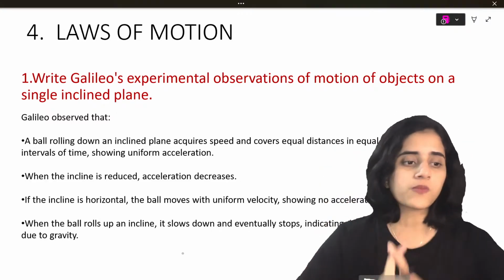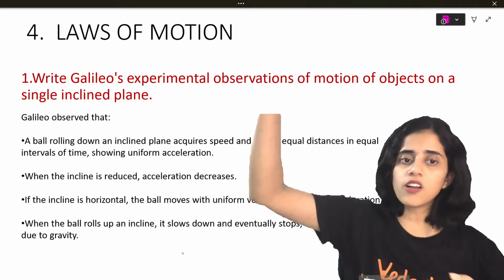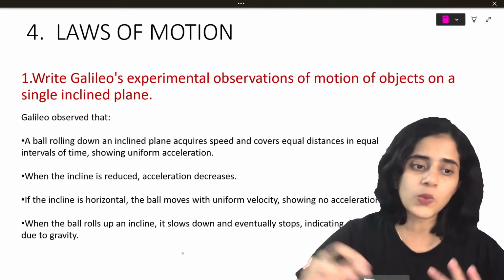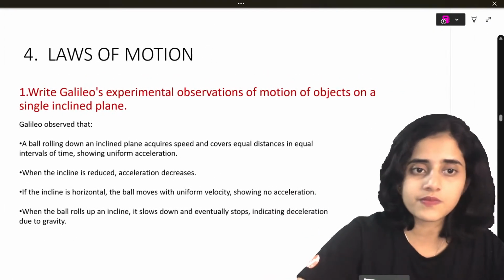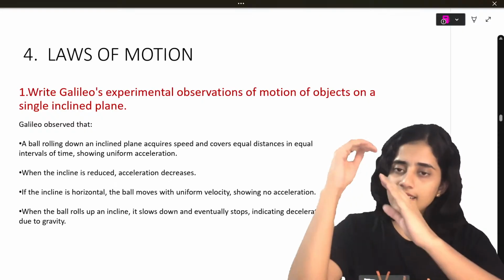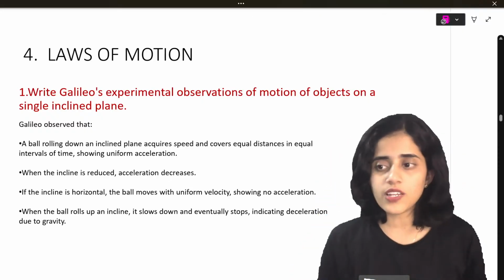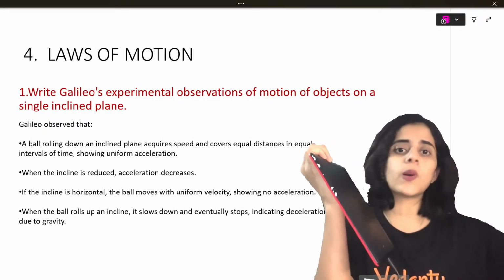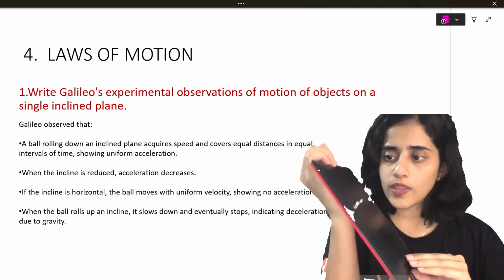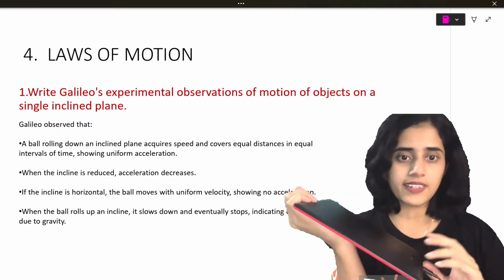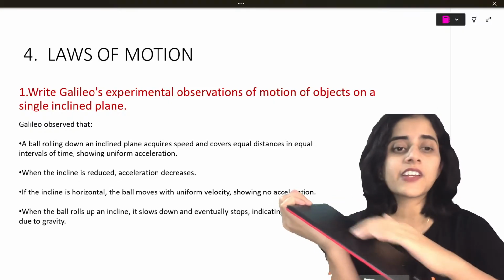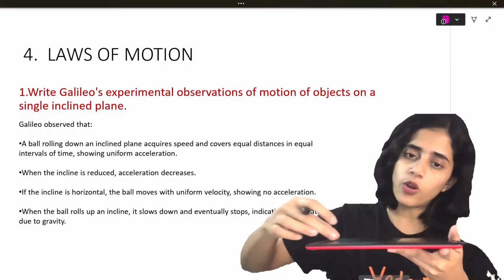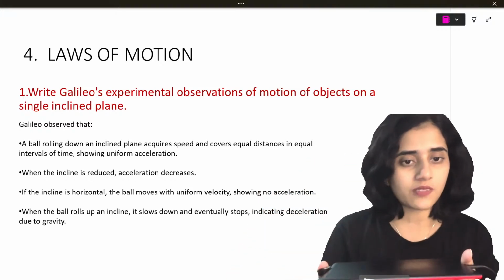First thing, Galileo observed that if you have a ball rolling on an inclined plane, it acquires speed and covers equal distance in equal intervals of time. Now when the incline is reduced, acceleration decreases. So let's say initially this is the incline. There's a body going. So this body covers equal distance in equal intervals of time. Now when I reduce the incline, it goes slower. Acceleration decreases. Now if the incline is horizontal, what will happen? The ball will move with uniform velocity. Okay?